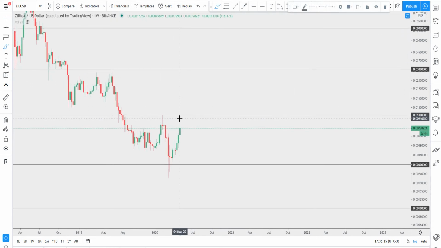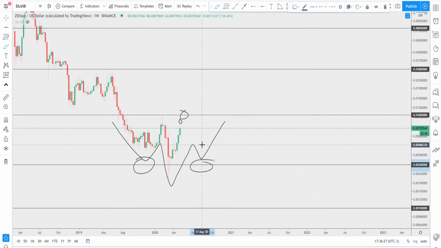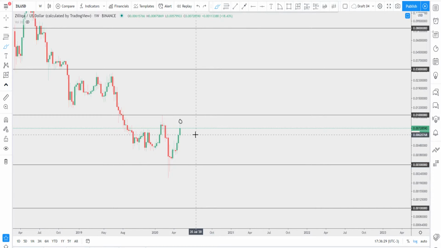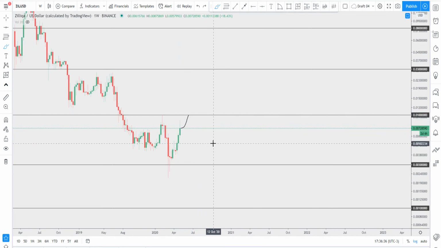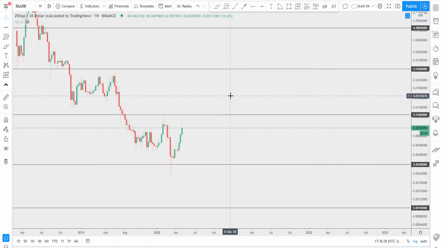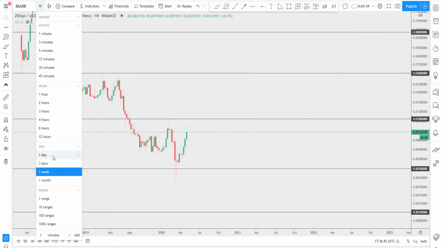So if this guy here were in the line, we could probably call for a possible inverse head and shoulders, okay, but we don't have this scenario. It would be amazing if the bulls could make a double top here, but I don't believe they have all the firepower for now. So now let's look at the 3 days.